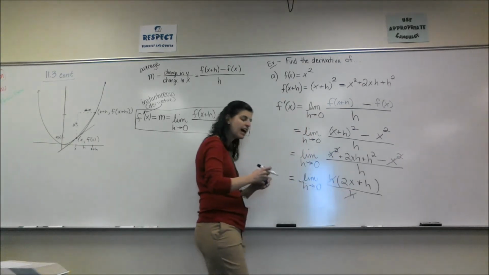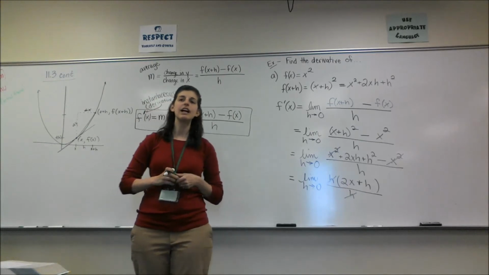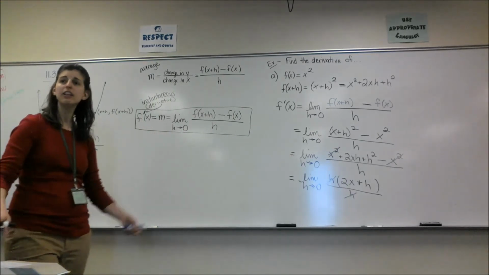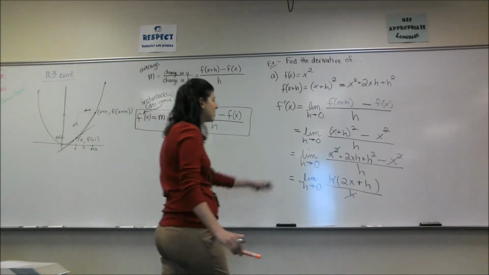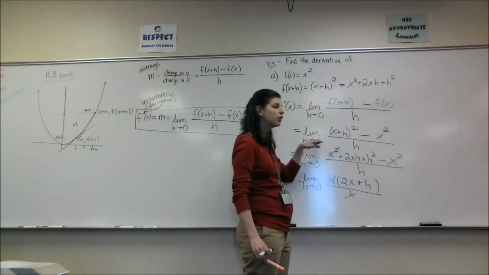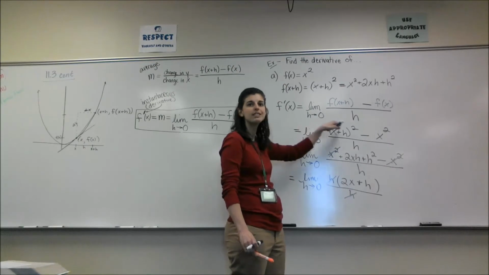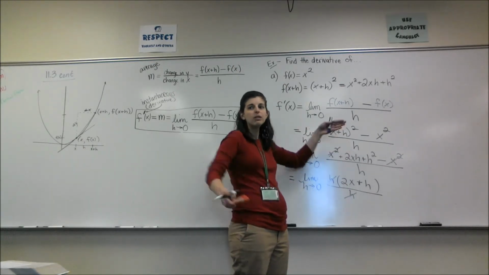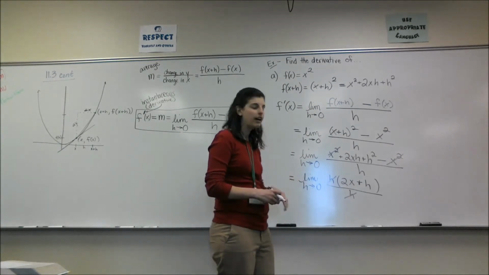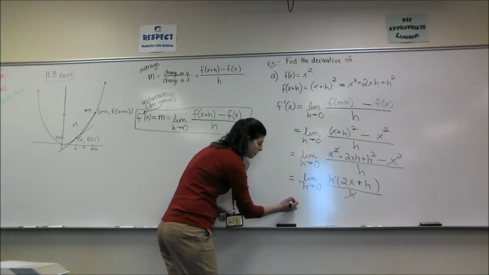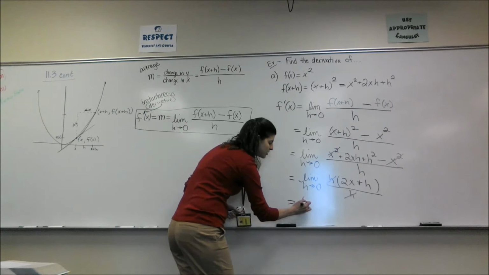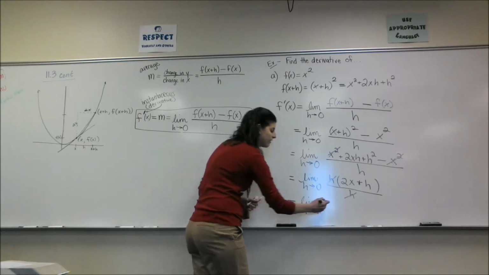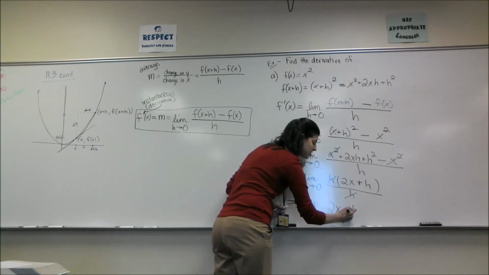The h's cancel out. If the h's didn't cancel out, I'd be up a creek without a paddle, because that would mean that I still have 0 in the denominator when I try to evaluate the limit. Remember, right here, you could have evaluated the limit except you get 0 over 0. That's bad. That's indeterminate. We don't know what that equals. So therefore, the limit as h approaches 0 of 2x plus h is what I get.